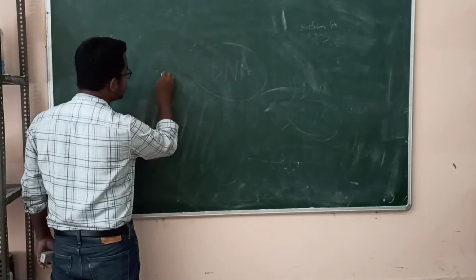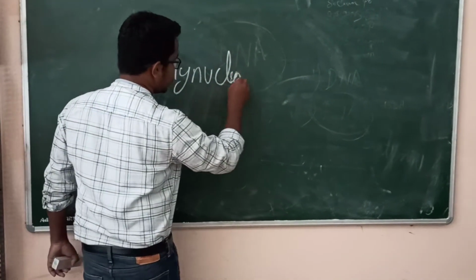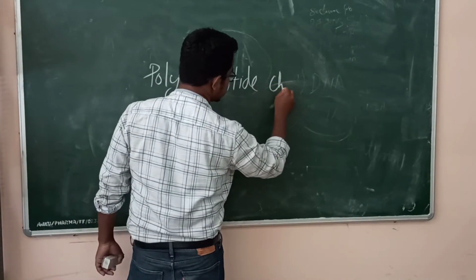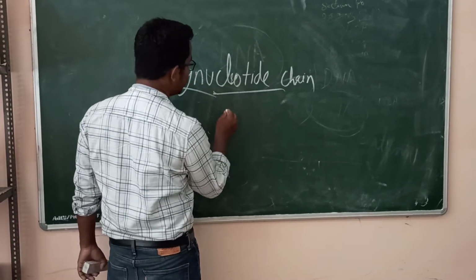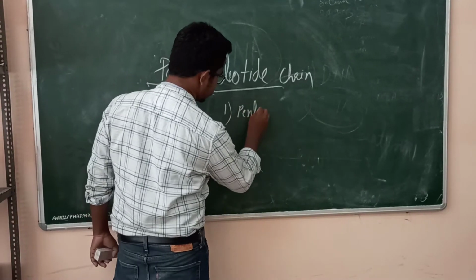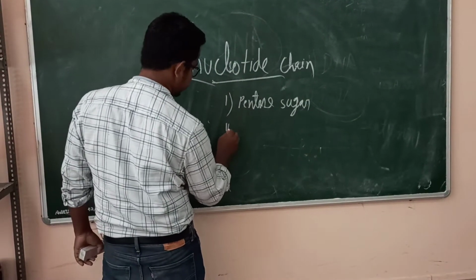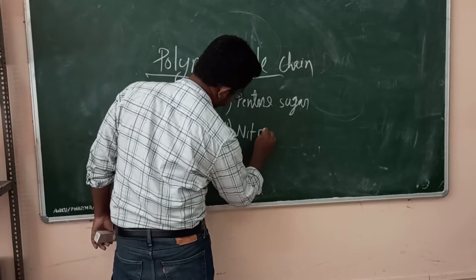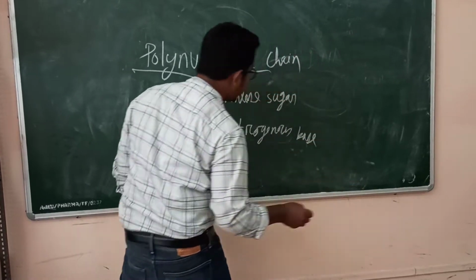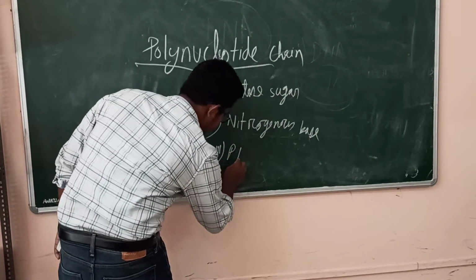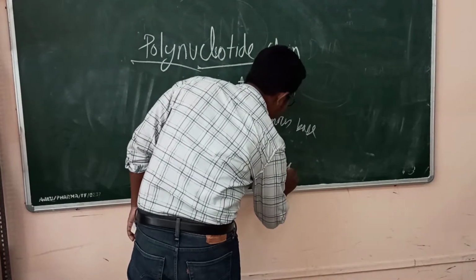DNA and RNA contain polynucleotide chain. Okay, poly means many and nucleotide means nucleotide molecule will contain first pentose sugar. Then nitrogenous base, and phosphate group. DNA is a double helical structure.